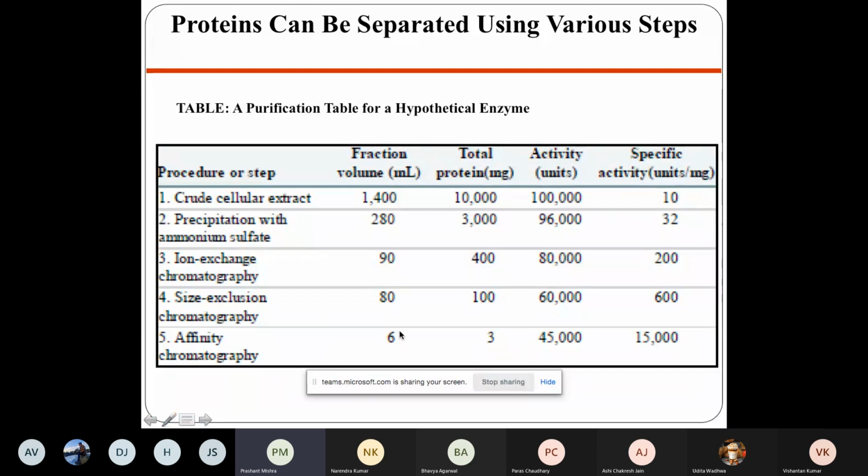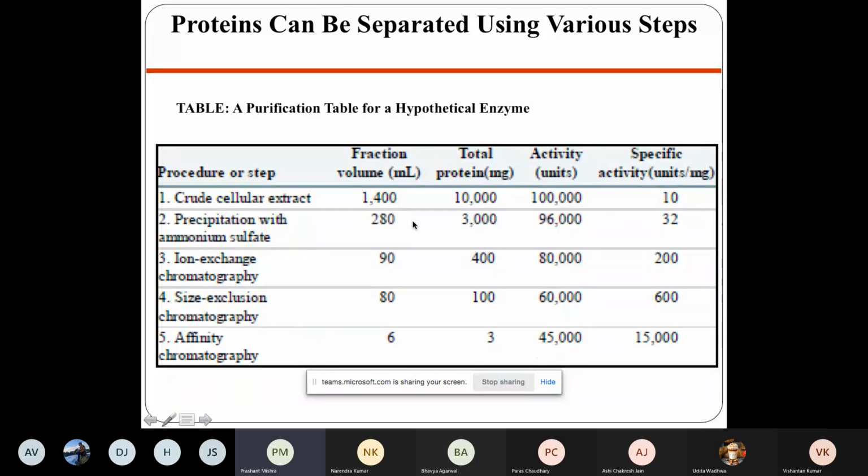Affinity chromatography, as you can see, is used as the last step, because otherwise the affinity column will be blocked if you use it in the first step. So unless proteins are substantially purified, we don't use affinity chromatography.